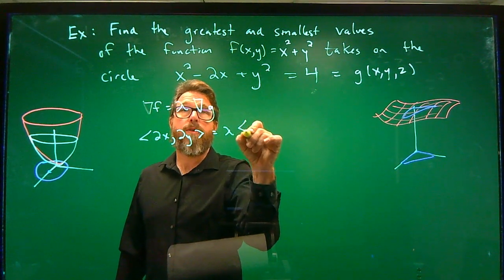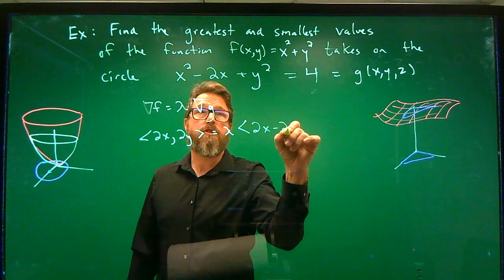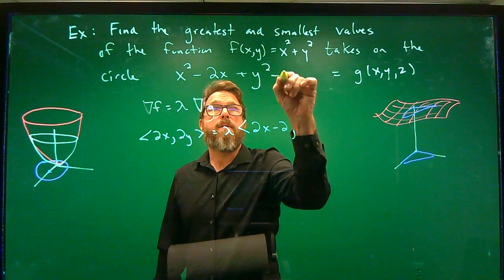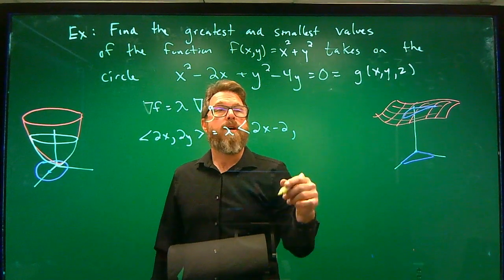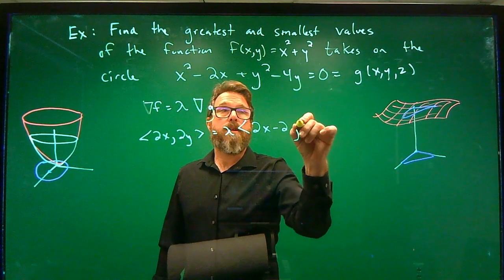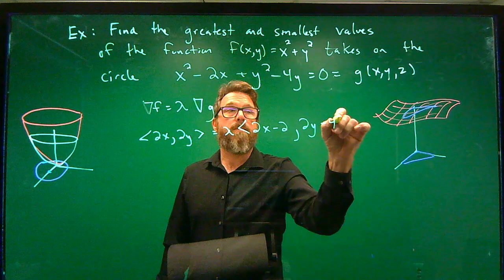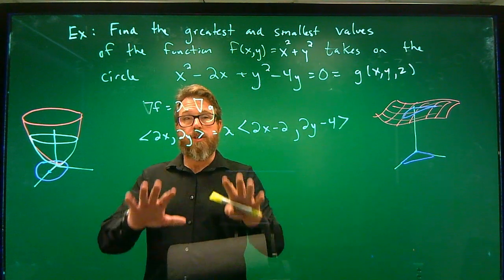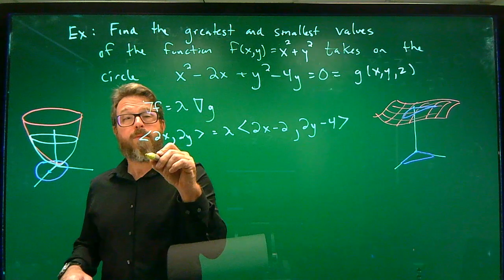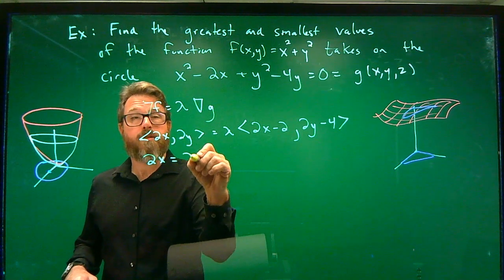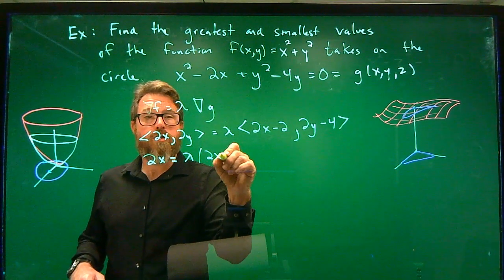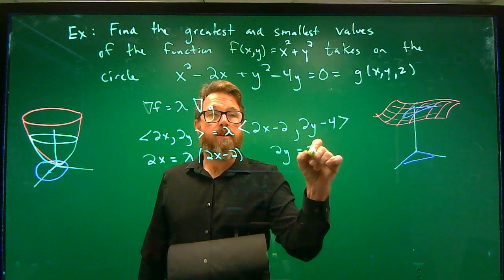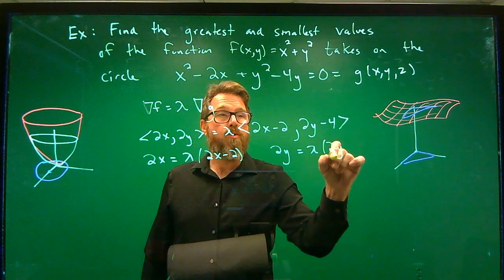So the derivative with respect to x is 2x minus 2, and the derivative with respect to y, oh, this is supposed to be 4y, let me put that back, minus 4y is equal to 0. So this is going to be 2y minus 4. Okay, so setting up the system of equations, these vectors are equal when their components are equal. So 2x is going to equal lambda times 2x minus 2. And then 2y is going to be equal to lambda times 2y minus 4.